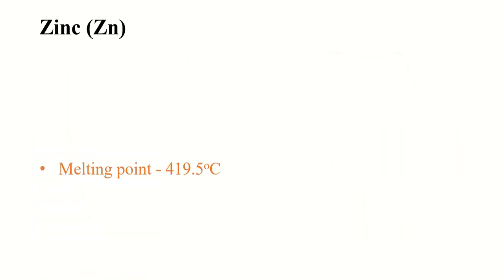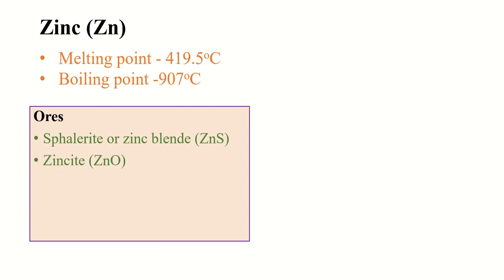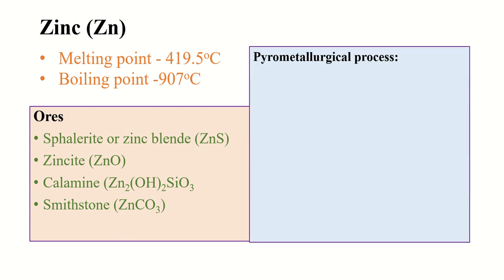So next metal is zinc. Zinc has the melting point 419.5 degrees centigrade. Boiling point is 907 degrees centigrade. Important ores are sphalerite or zinc blende ZnS, and zincite ZnO, and calamine Zn2(OH)2SiO3, and smithsonite ZnCO3. So the pyrometallurgical process can be used for the production of the zinc.